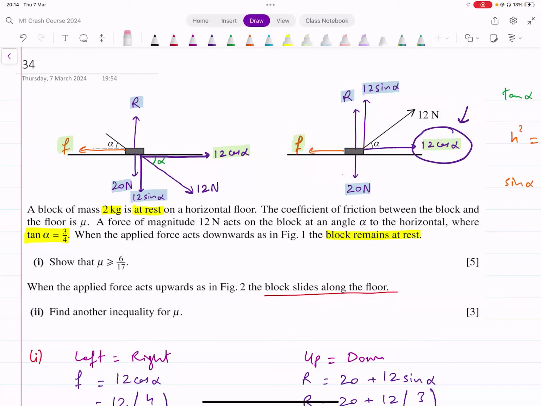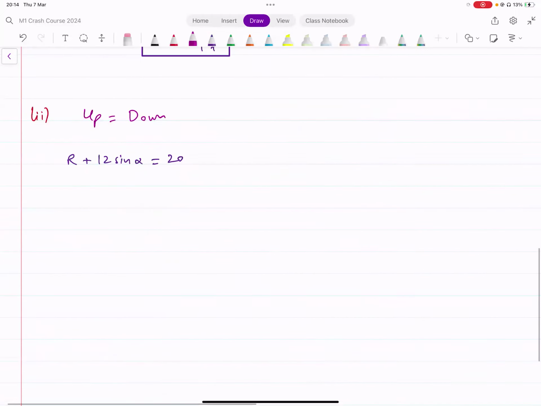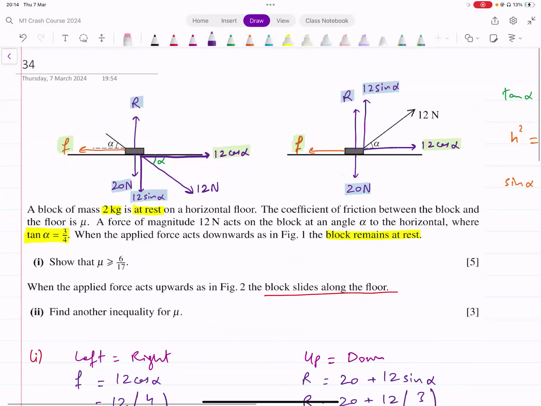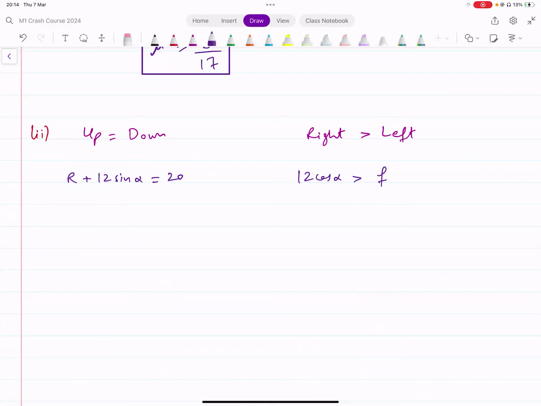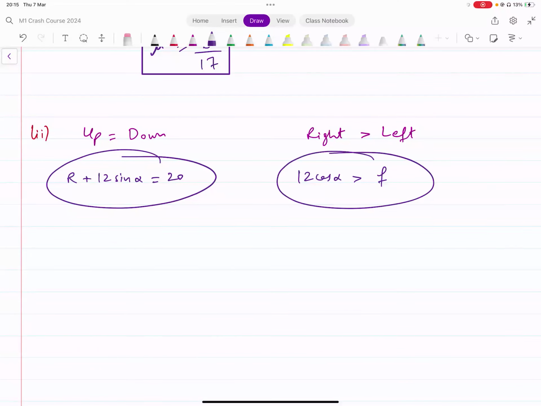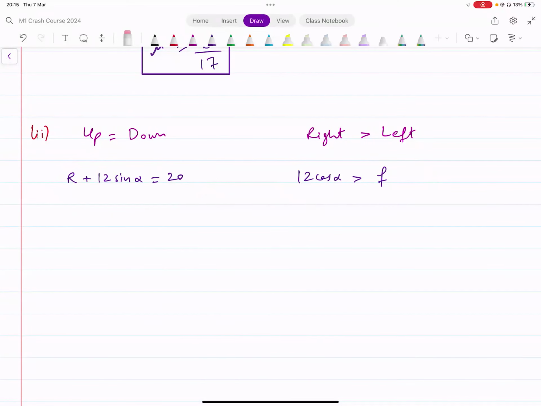So in the horizontal direction, the force acting towards the right side should be greater than the force acting towards the left side, right? Because that is when the block is going to move. Now, what's the force acting towards the right side? Towards the right side, we have 12 cos alpha. That's greater than the force acting towards the left side, which was friction. Now, we have this equation and we have this inequality. We have to find another inequality in terms of mu now. Let's see how we can do that.